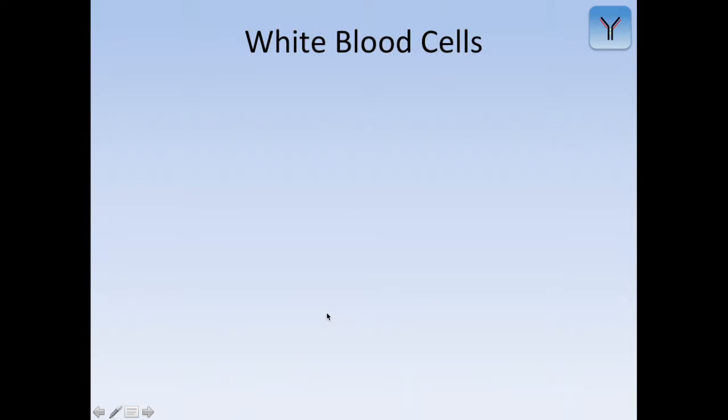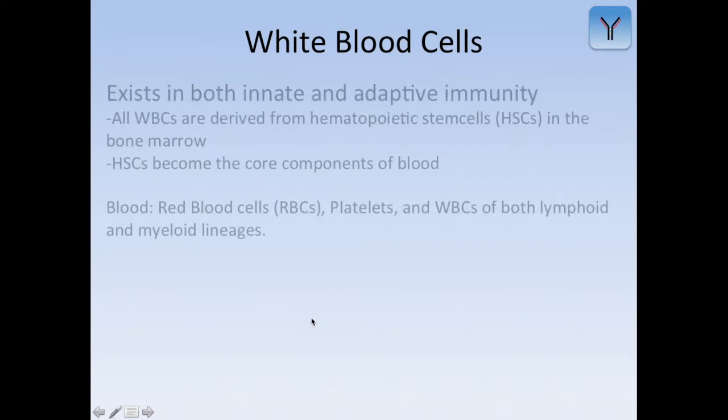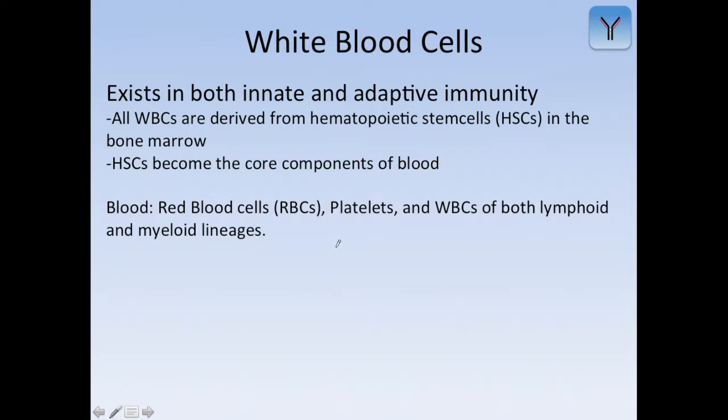All right, so white blood cells. White blood cells exist in both innate and adaptive immunity. Okay? All white blood cells are derived from hematopoietic stem cells, HSCs. This is the parent cell line, and they exist in the bone marrow. Okay? HSCs become the core components of the blood. They make essentially all the components of the blood.